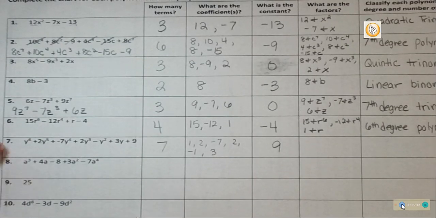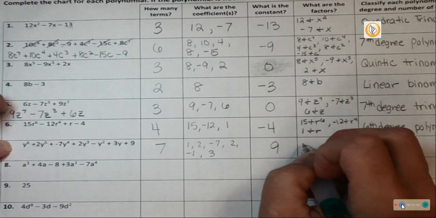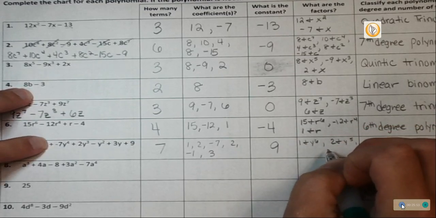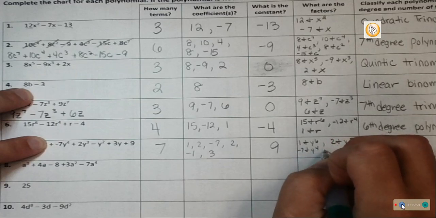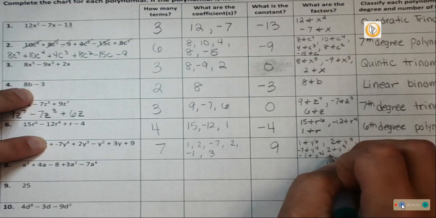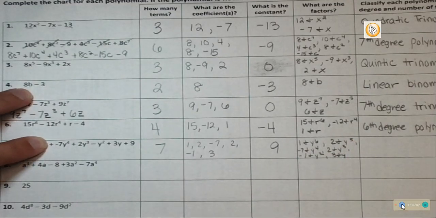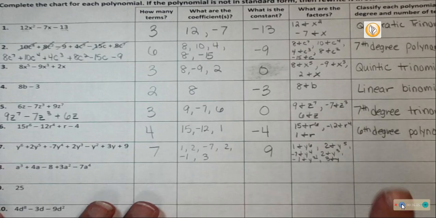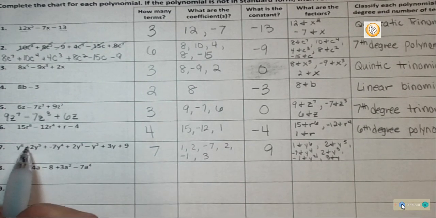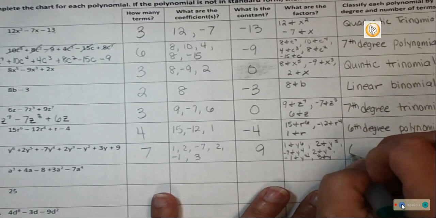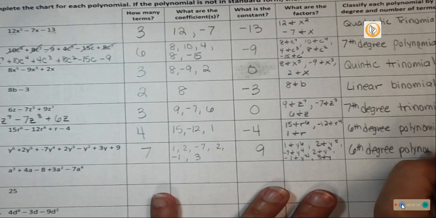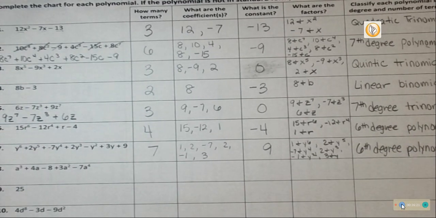All right, so now I guess I should write these out. 1 and y to the 6th. 2 and y to the 5th. -7 and y to the 4th. 2 and y to the 3rd. -1 and y squared. And then 3 and y. So, degree is based on exponent. What is your highest exponent here? So that makes this a 6th degree polynomial. Why polynomial? There's more than 4. There's 7 terms. There's a bunch of them.